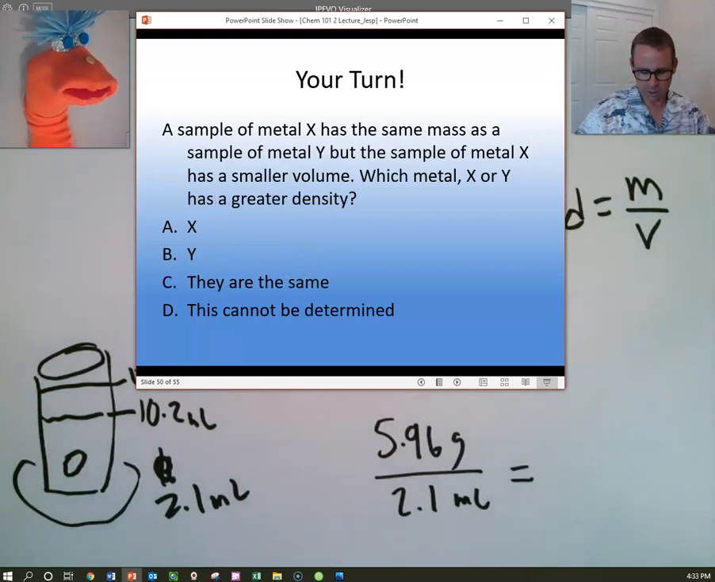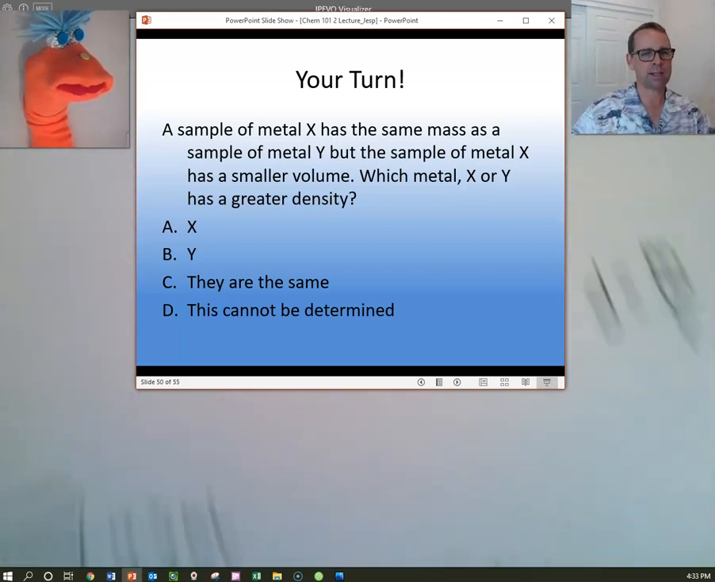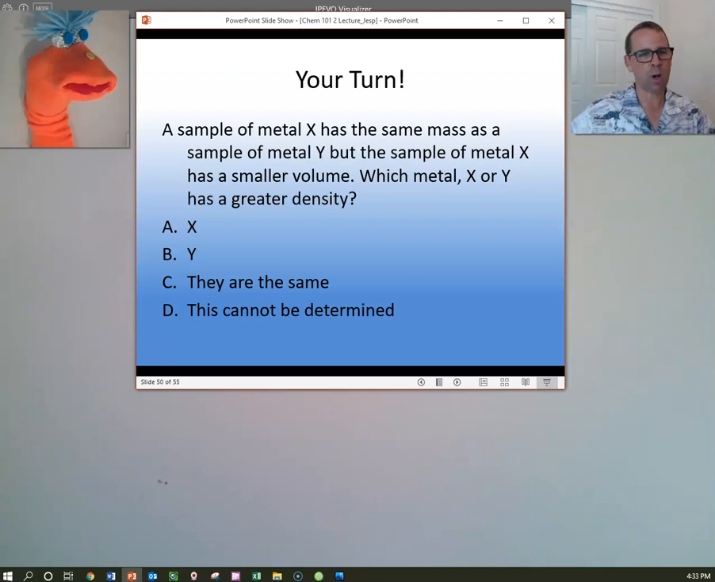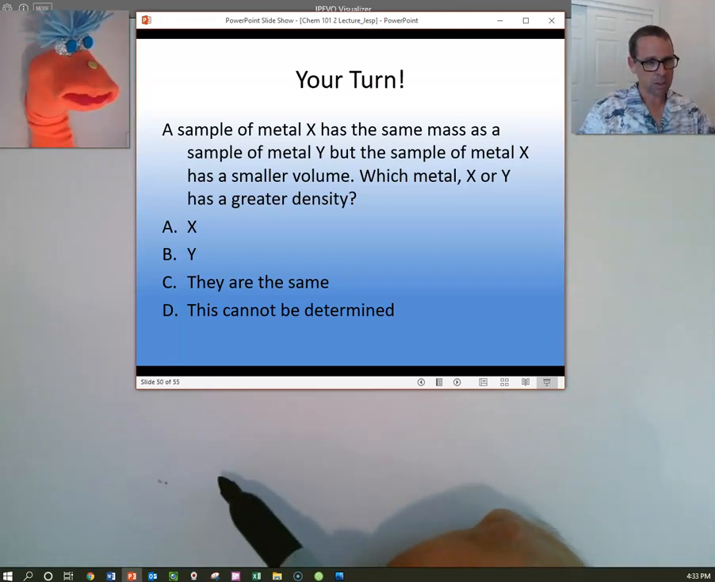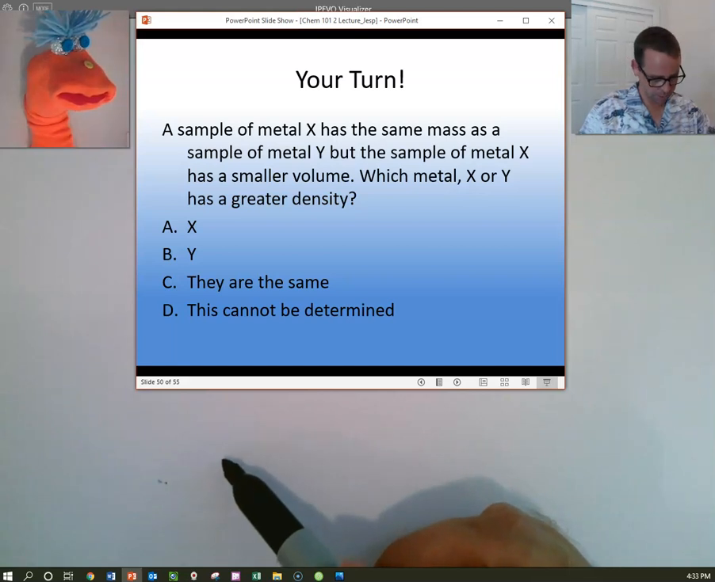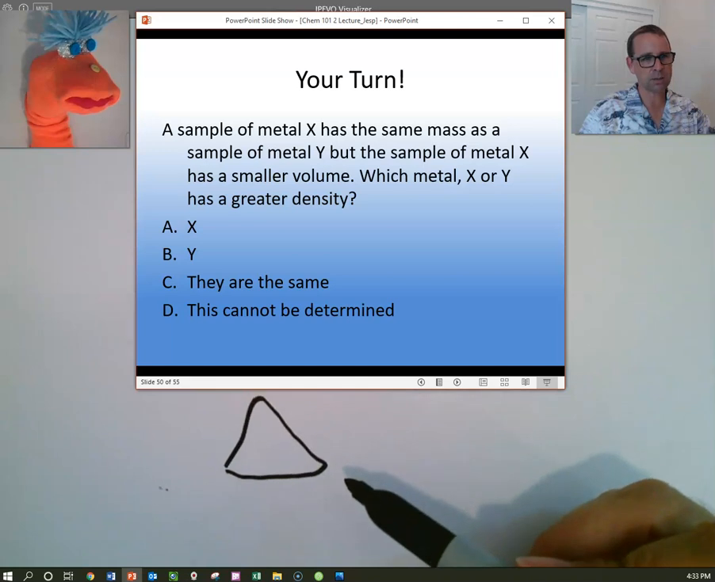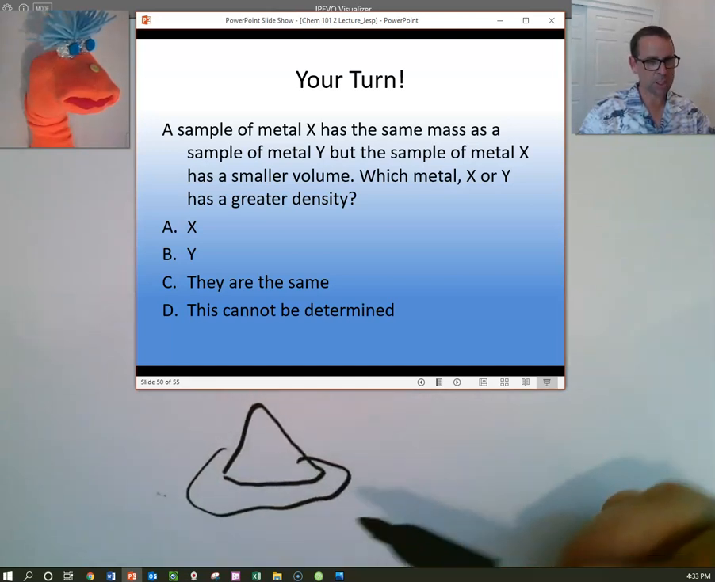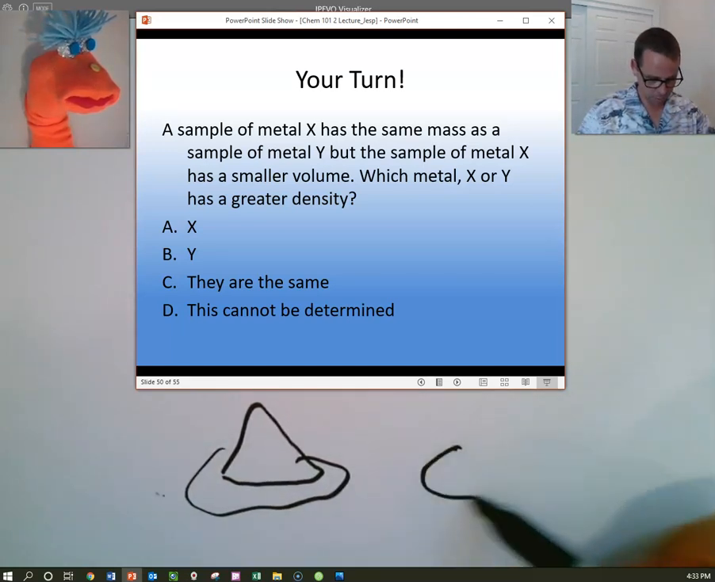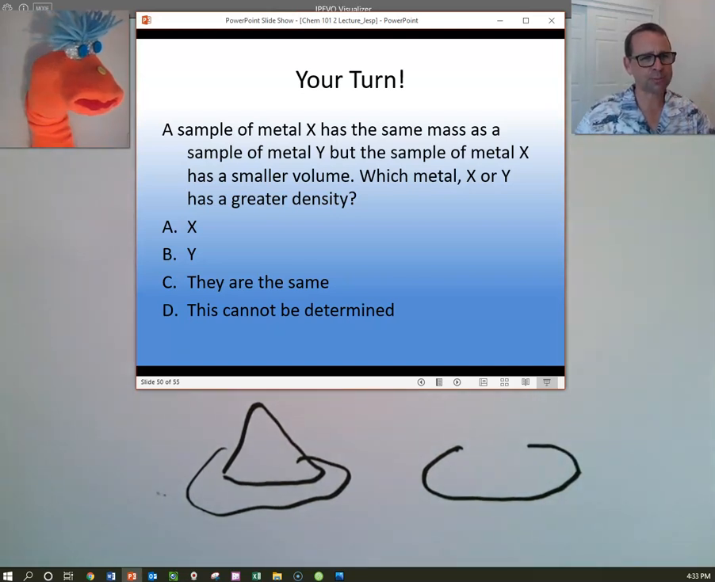All right, so here are some questions now comparing densities of different materials. A sample of metal X has the same mass as a sample of metal Y, but the sample of metal X has a smaller volume. So which metal, X or Y, has a greater density? Okay, so let me draw a picture of X and Y. Here's metal X. Draw it on a plate there. And I'm going to draw metal Y. Let's see, how is Y different?